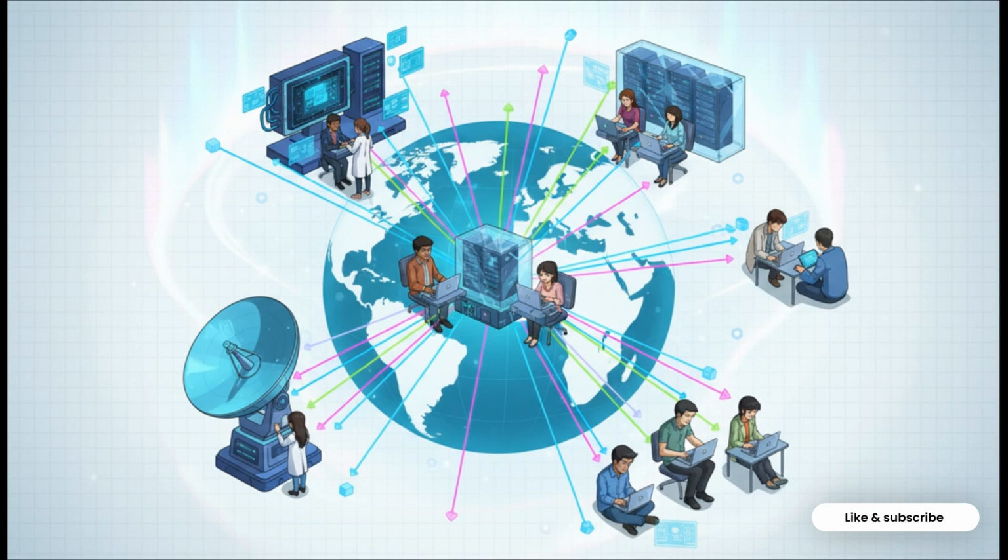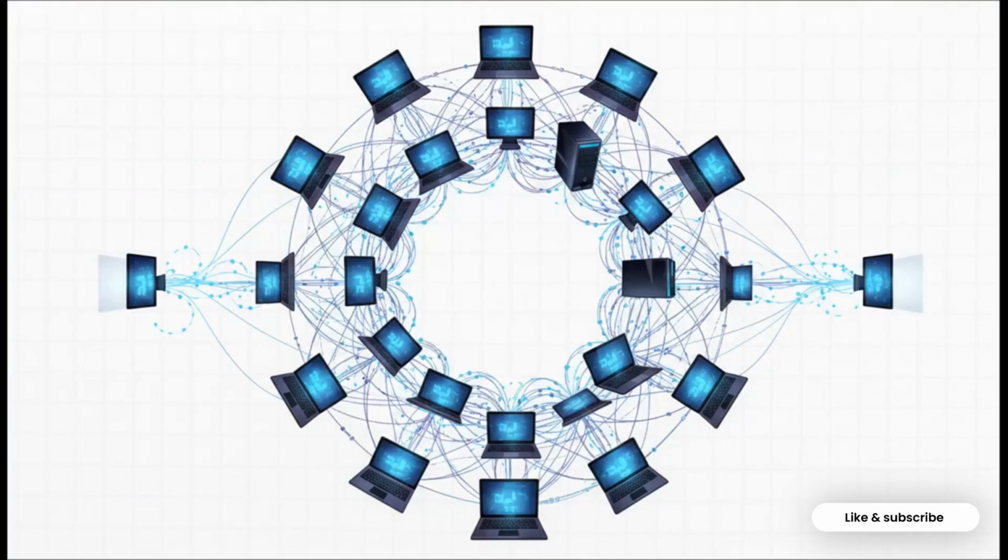Now, if a cluster is a uniform team, a grid is more like a giant, diverse, global volunteer project. These systems are loosely connected and decentralized, and the computers are heterogeneous, which is a fancy way of saying they can all be different. Different hardware, different operating systems, you name it. Grids are designed to link up not just computers, but also software, scientific tools, and even people, often across huge distances.